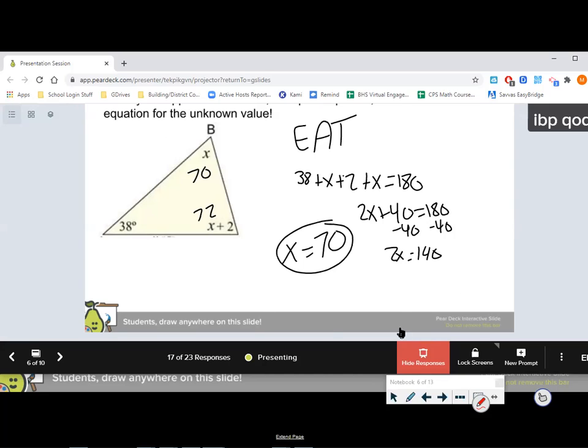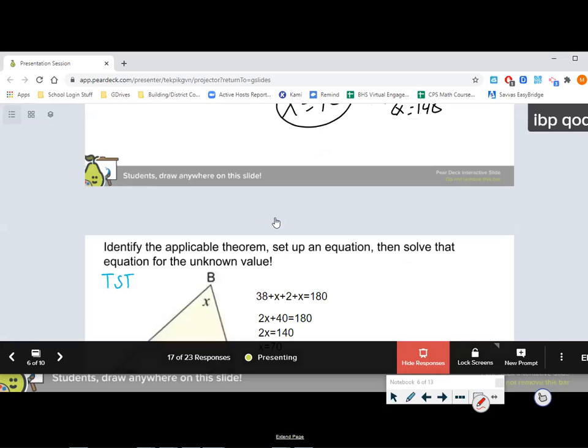Because this student would not receive 100%. They're using the wrong theorem. It's supposed to be triangle sum theorem, TST, but they have the right equation. Everything else is perfect. That should be triangle sum theorem. Again, we're not dealing with exterior angles at all. And so that's the advice we can give that student.